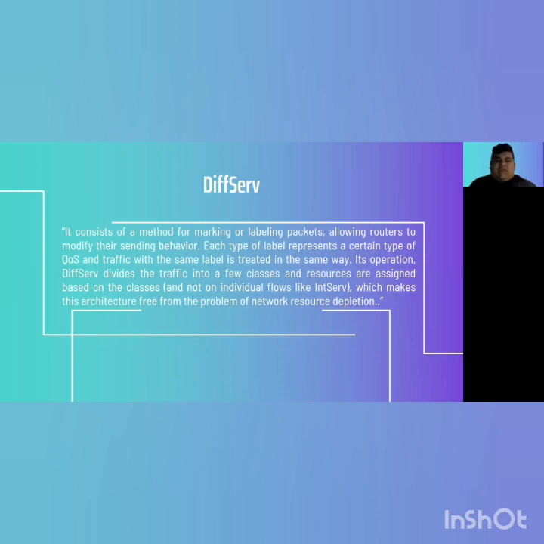DiffServ. It consists of a method of marking or labeling packets, allowing routers to modify their forwarding behavior. Each type of label represents a certain type of QoS, and traffic with the same label is treated in the same way. DiffServ divides the traffic into a few classes, and resources are assigned based on the classes and not on individual flows like IntServ, which makes this infrastructure free from the problems of network resource depletion.